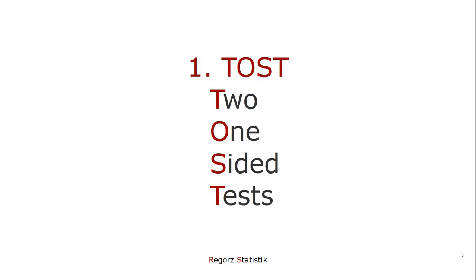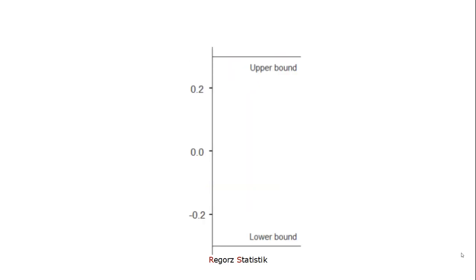There are two possibilities to test this, which lead to the same result. The first one is called TOST, two one-sided tests, or two one-tailed tests. So here we run two tests. We test whether the correlation is significantly lower than the upper bound, and in the second test, we test if the correlation is significantly higher than the lower bound. And if both tests turn out to be significant, we know that the correlation lies in between those two bounds and is equivalent to zero.